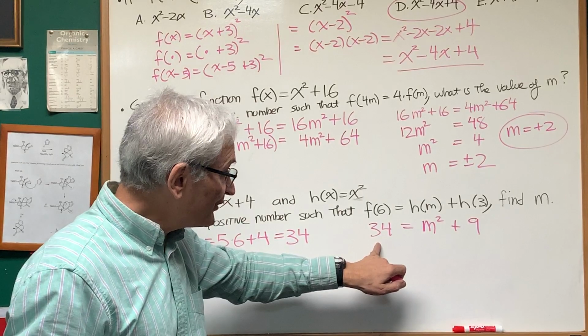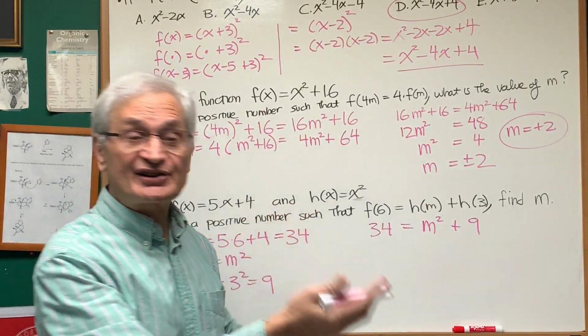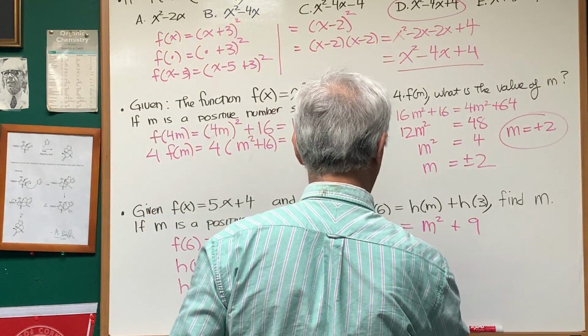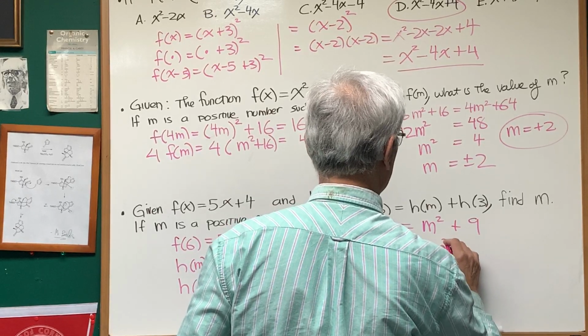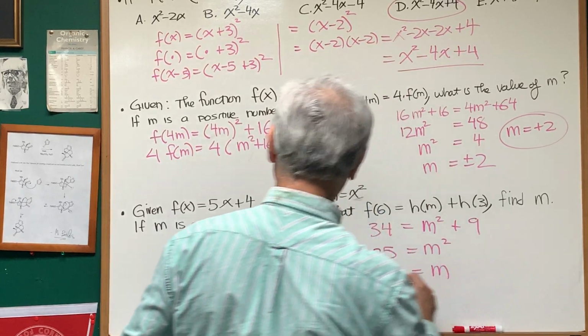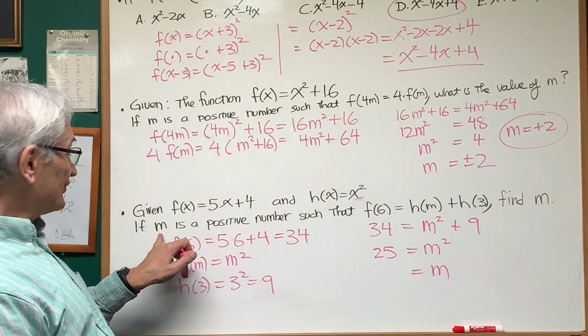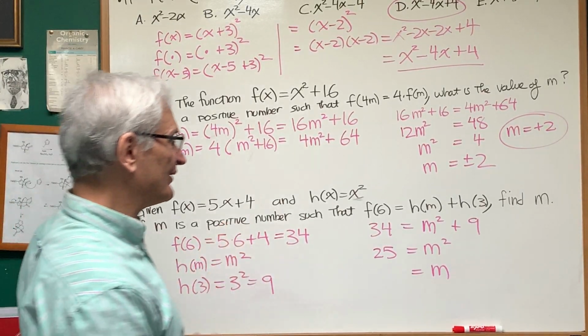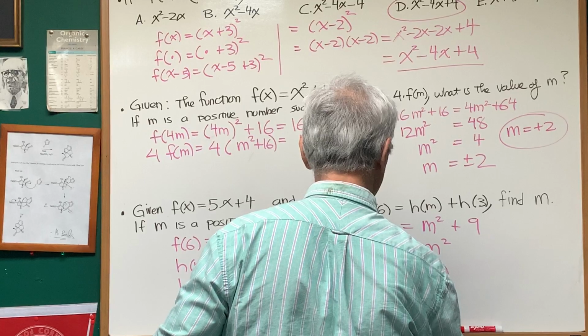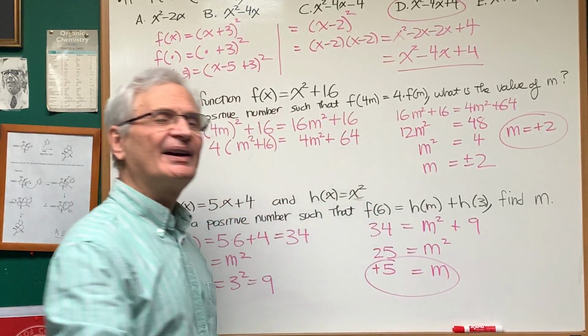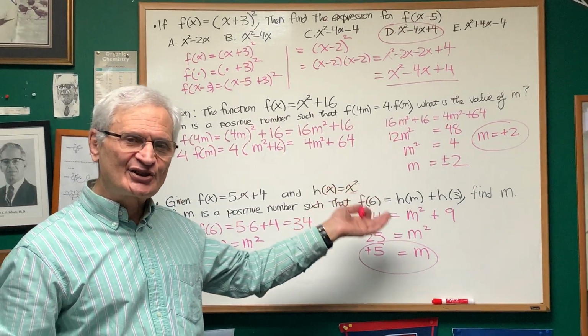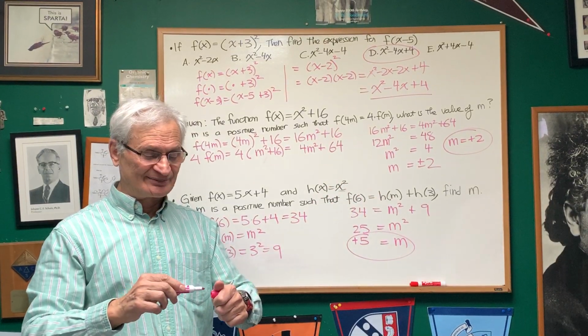We'll subtract 9 from both sides. 34 minus 9 is 25. m squared is 25, so m could be plus or minus 5. But we're told in the question m is a positive number, so I know I make the choice that m is positive 5. And there's our solution, and there's our little exercise in function notation.